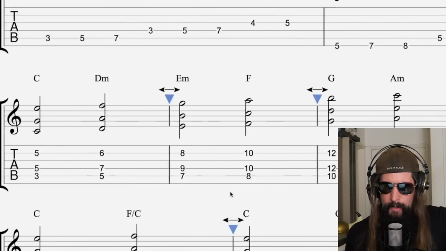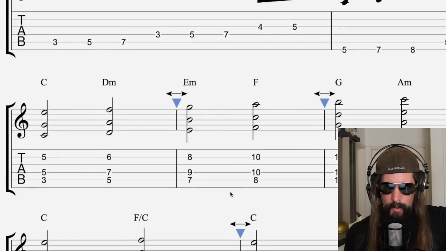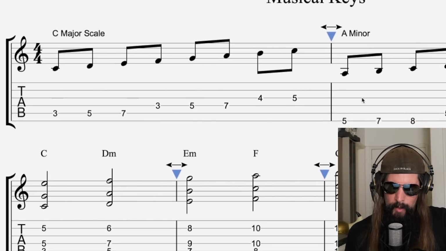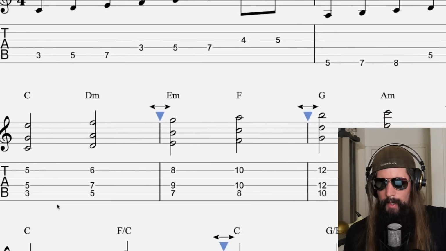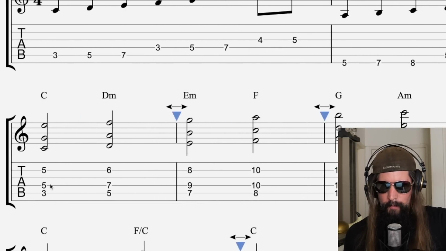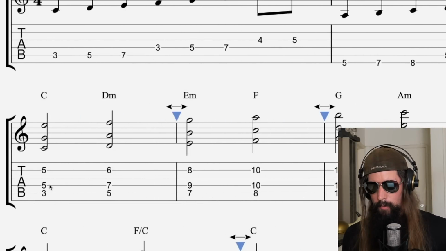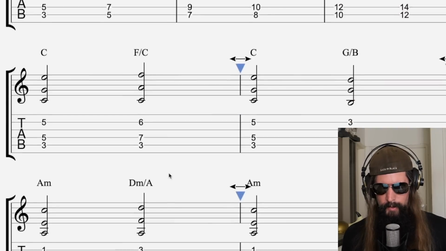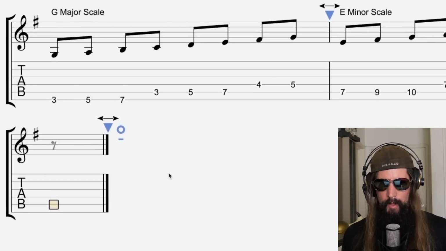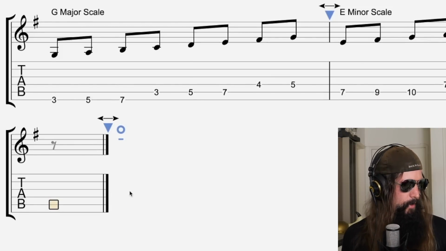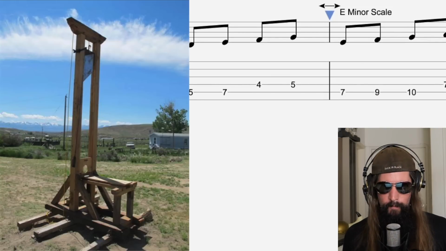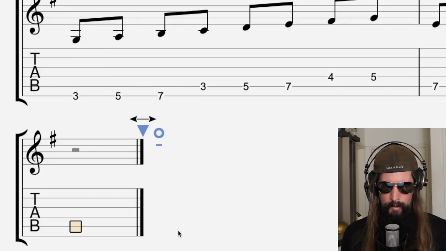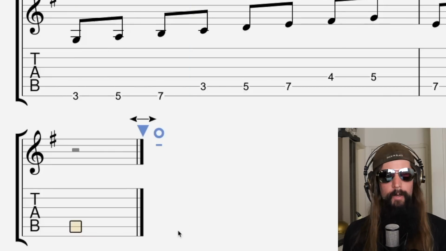Now let's go back and look at our first example here. So we had C major to A minor, relative minor, and then we did the chords that are derived from each scale degree. This is muy importante. You must learn this. If you do not learn this, I will come find you and I'll cut off your pinky finger with my baby guillotine. Trust me, you don't want that. All right, now how do we do this?